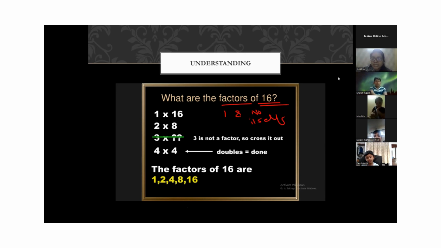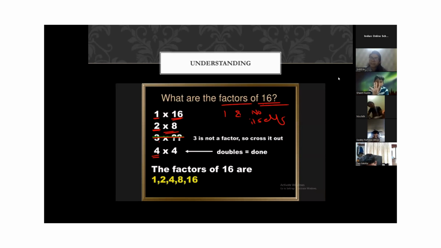For example, 16. We start with 1. 1, how many times is 16? 1, 16 times 16. After 1, what do we have? 2. Can 2 divide 16? Yes. 2, how many times is 16? 8 times 16. So 2 and 8 I write. After 2 comes 3. But can 3 divide 16? Does 16 come in the table of 3? No. So I don't write that. I cross it out. After 3, what do I have? 4. 4, how many times is 16?